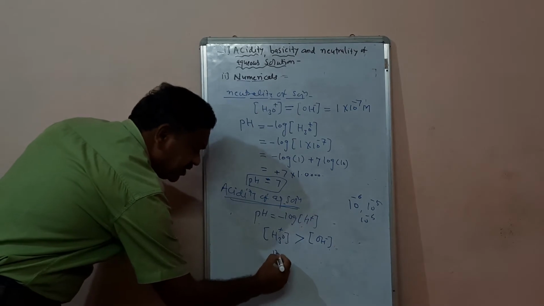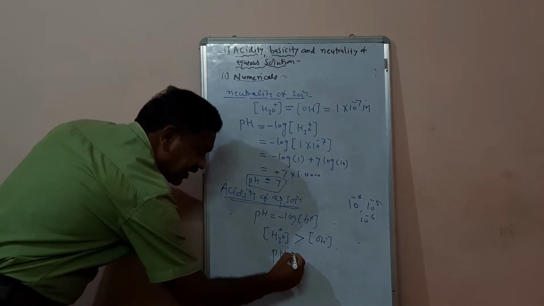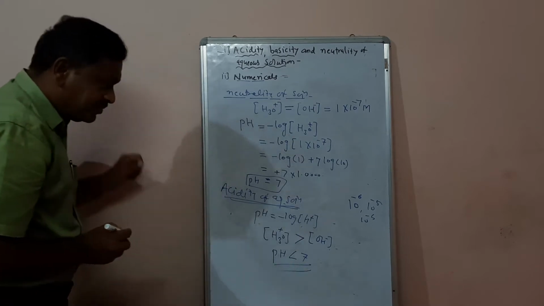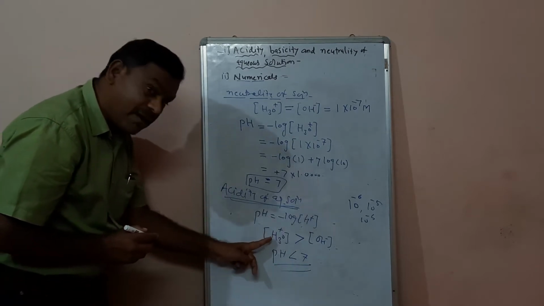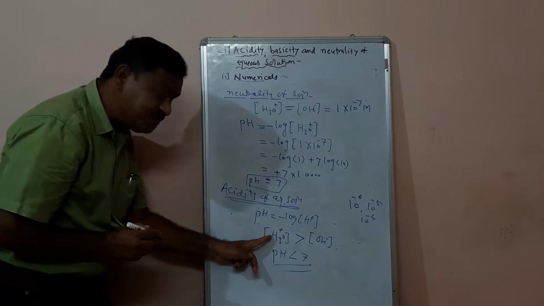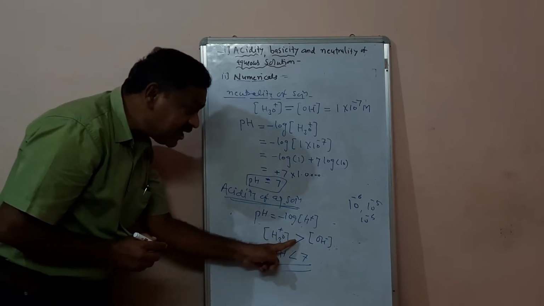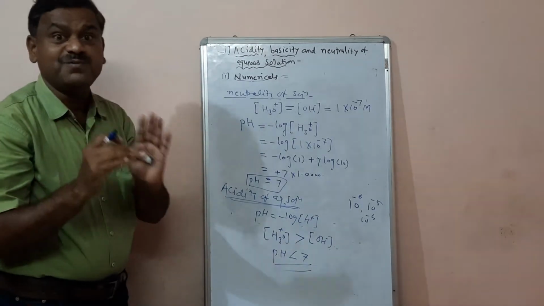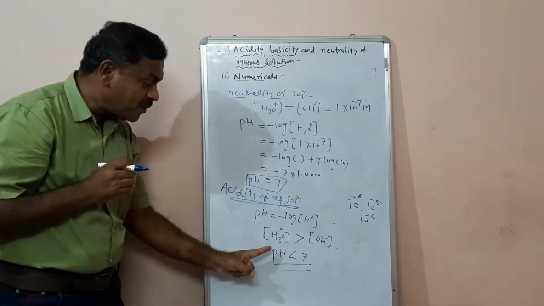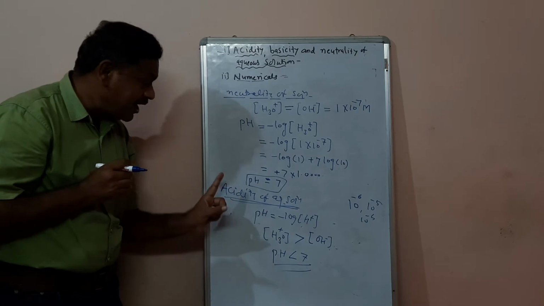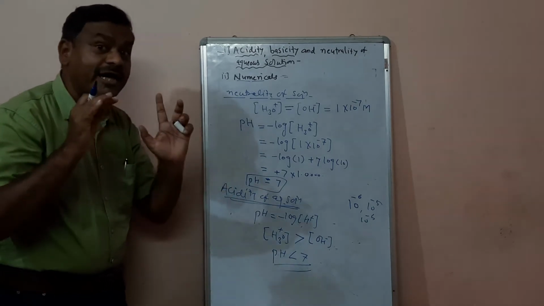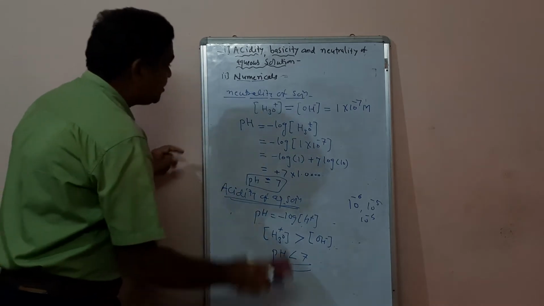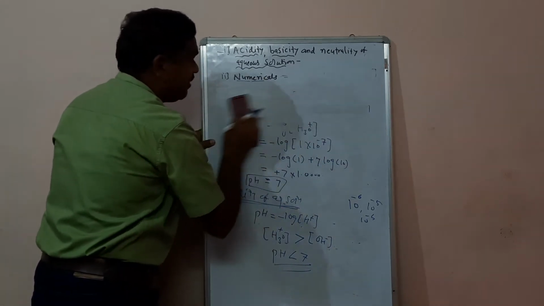The pH is less than 7 when the concentration of hydronium ions is greater than the molar concentration of hydroxyl ions. This is for the pH of an acidic aqueous solution. Next one is the pH of a basic one.